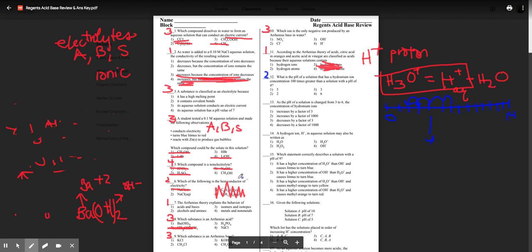All right, so number 13. As the pH of a solution is changed from 3 to 6, the concentration of the hydronium ions does what?